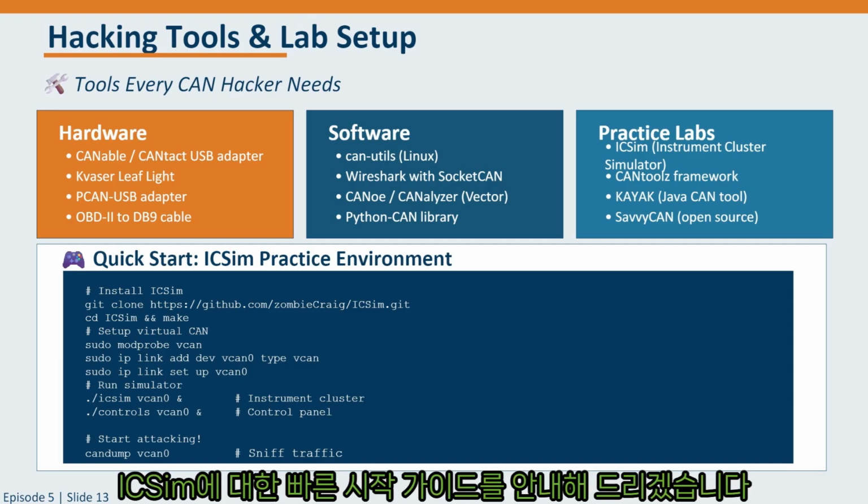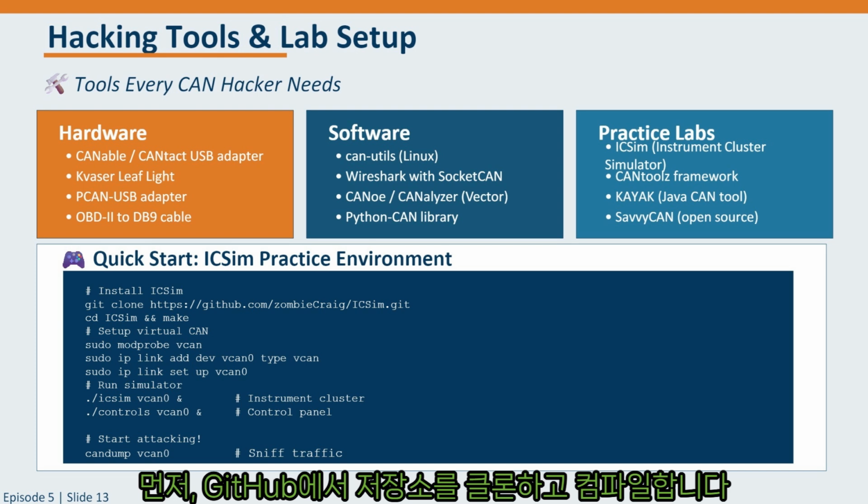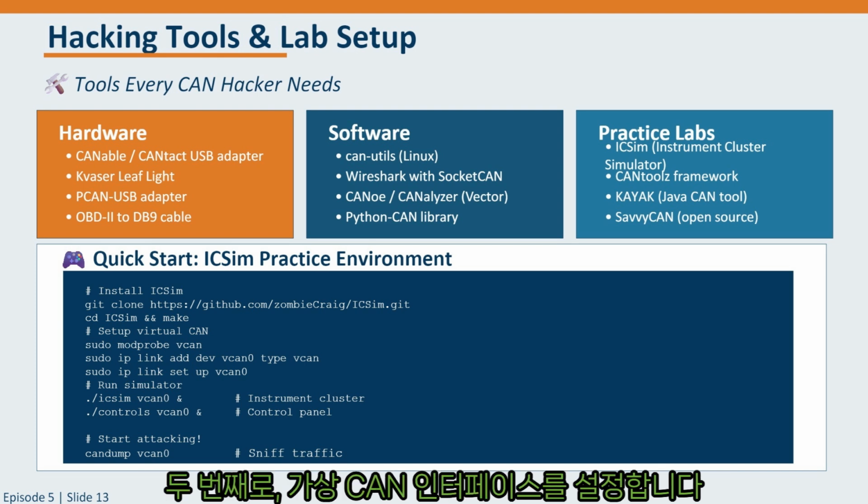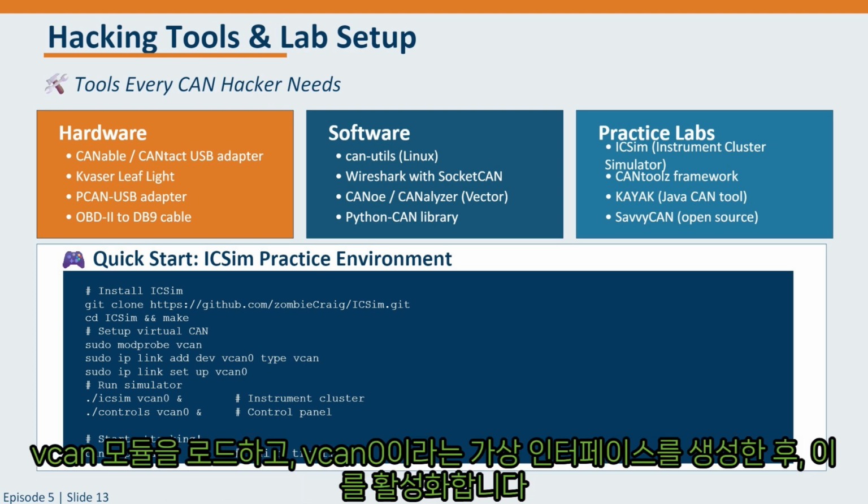Let me walk you through a quick start guide for ICSim. First, clone the repository from GitHub and compile it. Second, set up a virtual CAN interface. You load the VCAN module, create a virtual interface called vcan0, and bring it up.